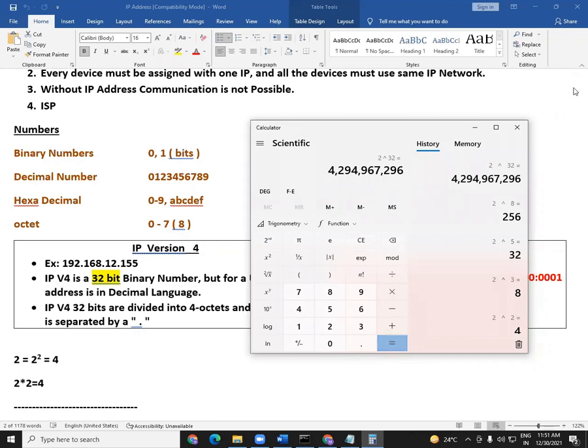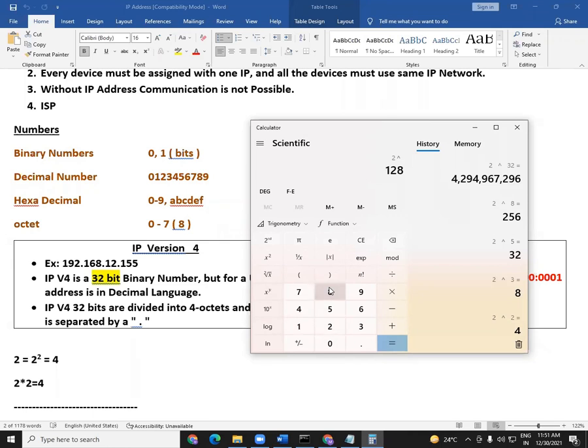Then they started designing a new number, and that new design is IP version 6. So what is the basic difference they made between IP version 4 and version 6? In version 6, they simply increased the number of bits, because if more bits are available, more combinations are possible. So how many bits did they take? They took 2 power 128.